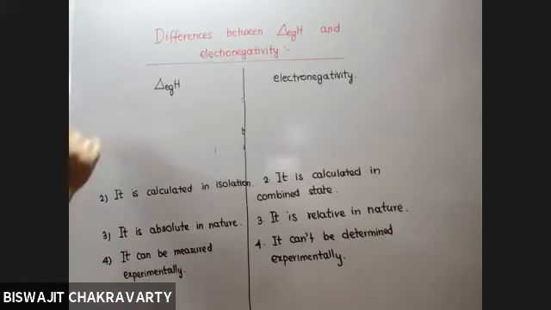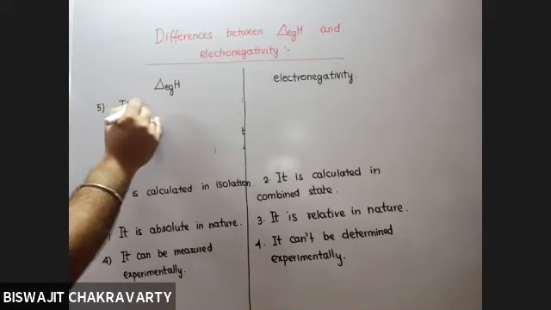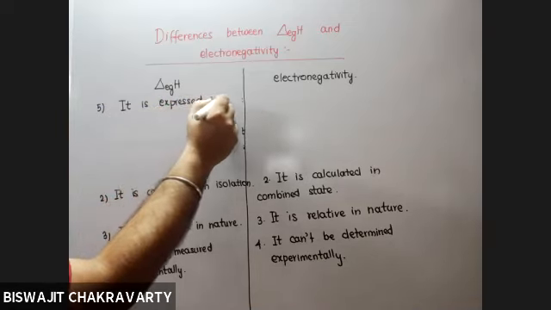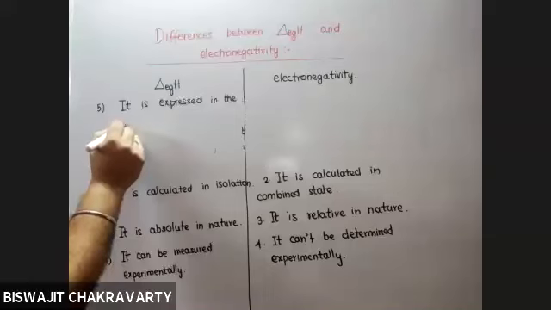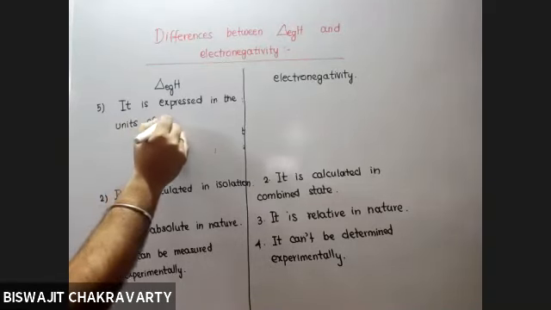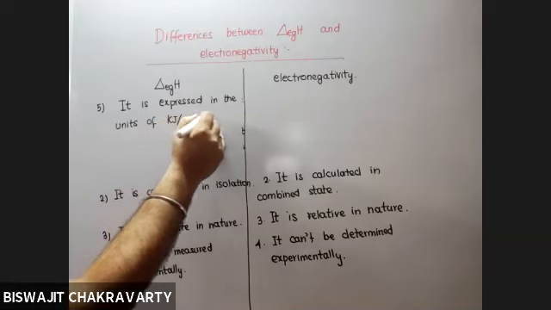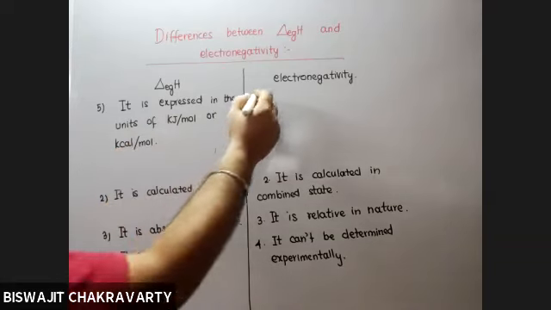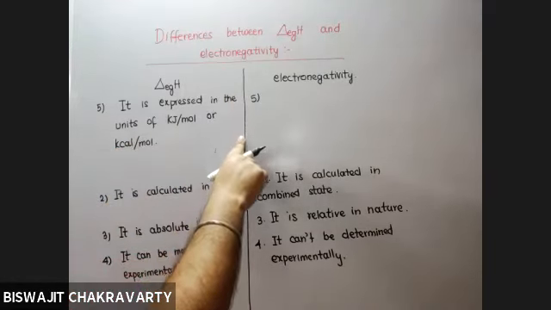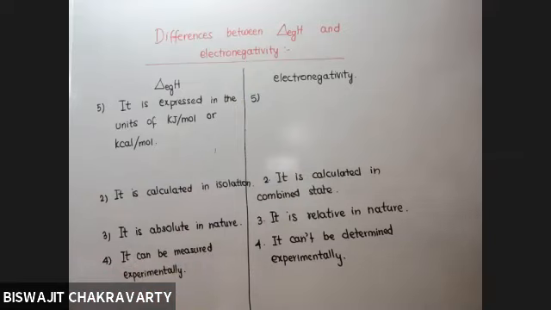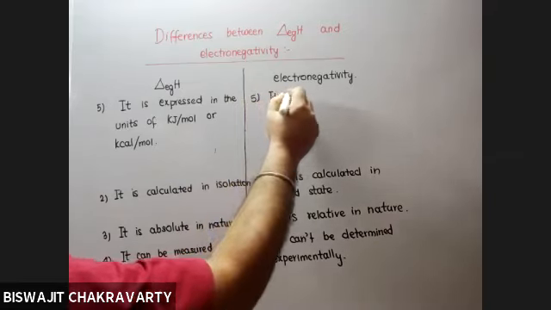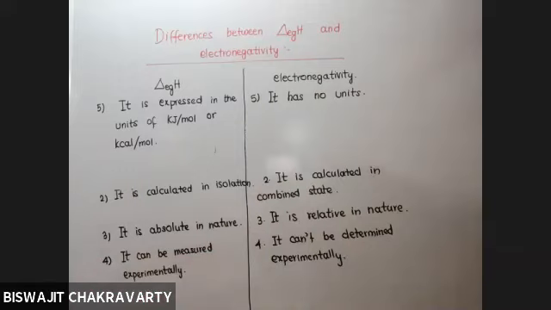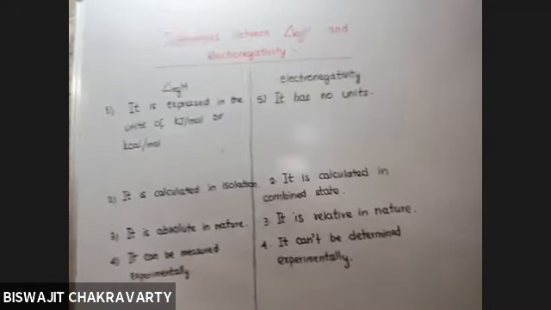Point number five, you can write. Delta EGH is expressed in the units of kilojoules per mole or kilocalories per mole. What should I write under electronegativity? Sir, it does not have any particular unit. It has no units.